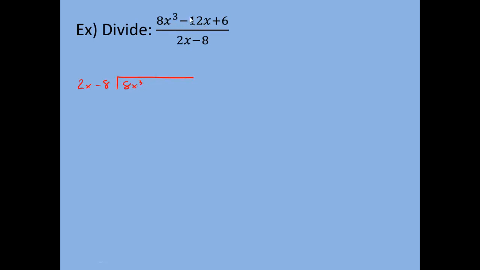So I don't have an x squared term in here. So I'm missing that term. I need to replace it. Otherwise the division won't work out right. So I'm going to put this as plus 0x squared, because there are no x squareds, but you have to have it in there.